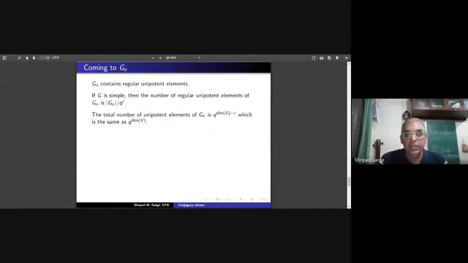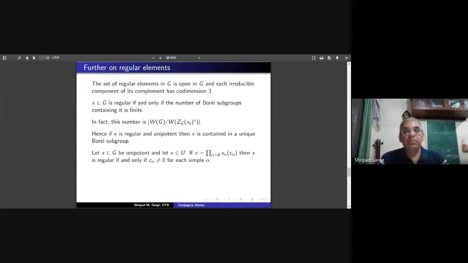Now we come to G sigma. So this was all the study about regular elements in the group G and its K-bar points. We are interested in looking at G sigma, the finite groups that we have. I told you that the Jordan decomposition holds in G sigma, and in fact the semi-simple elements and unipotent elements can be understood by looking at their orders.